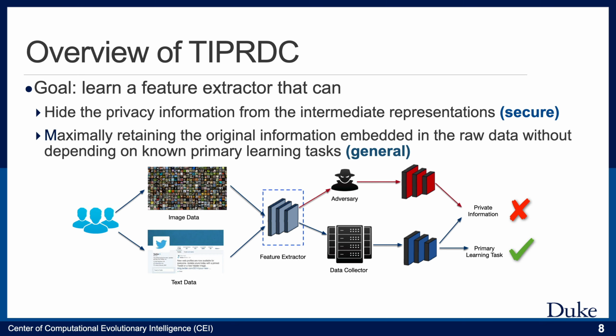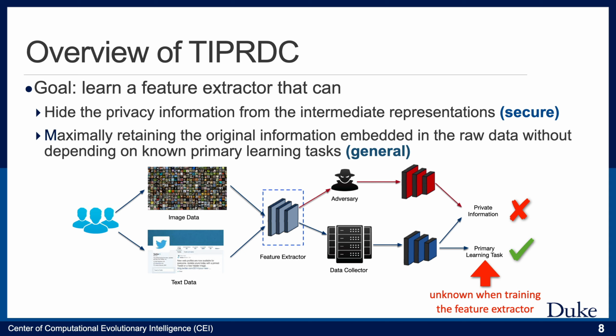In this work, we propose a task-independent privacy-respecting data crowdsourcing framework with the anonymized intermediate representation. The ultimate goal of this framework is to learn a feature extractor that can hide the privacy information from the features, such that attackers cannot infer protected private attributes, even if they obtain the features in some way. At the same time, we enforce the learned feature extractor to maximally retain the original information embedded in the raw data for primary learning tasks. Please note that we do not require any prior knowledge of the primary learning tasks when training the feature extractor.